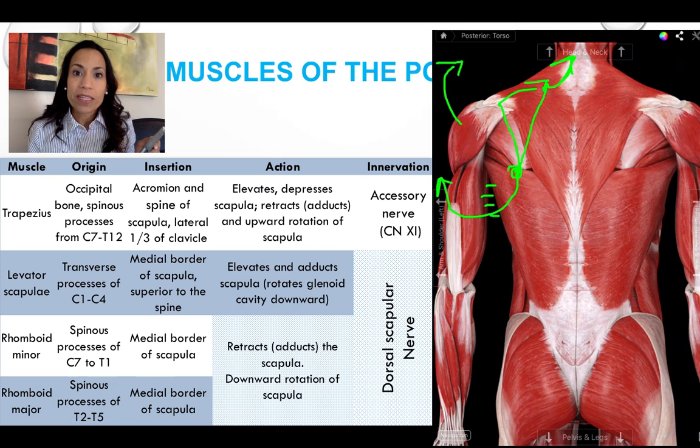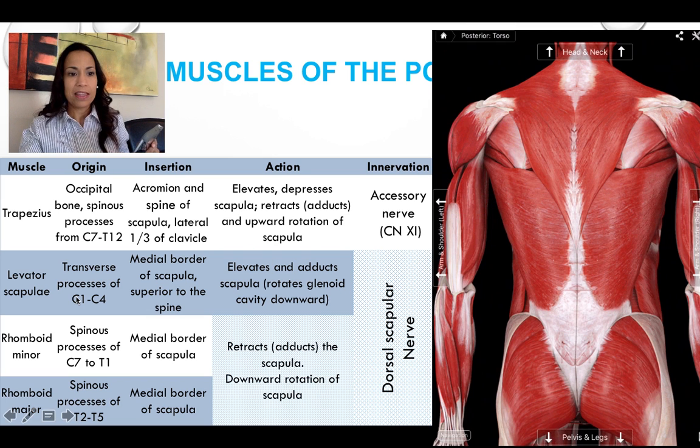Innervation, you know this, accessory nerve, the 11th cranial nerve, the same one that innervates the sternocleidomastoid. So if you remember from your lecture, the 11th cranial nerve originates from the spinal cord. It's located about here, and it gives branches to the trapezius muscle and to the sternocleidomastoid. What will happen if we damage that muscle? I wonder.